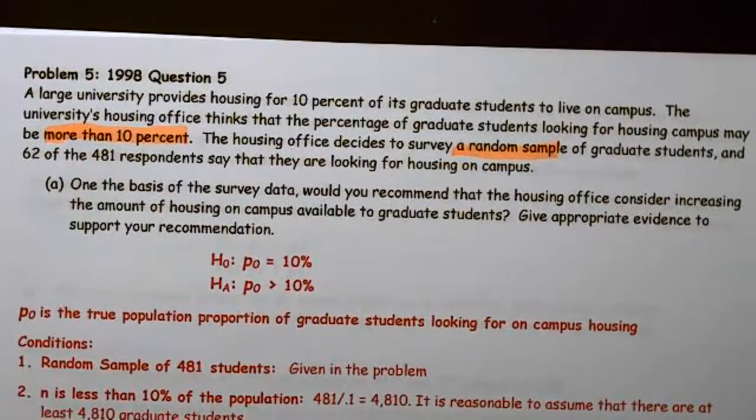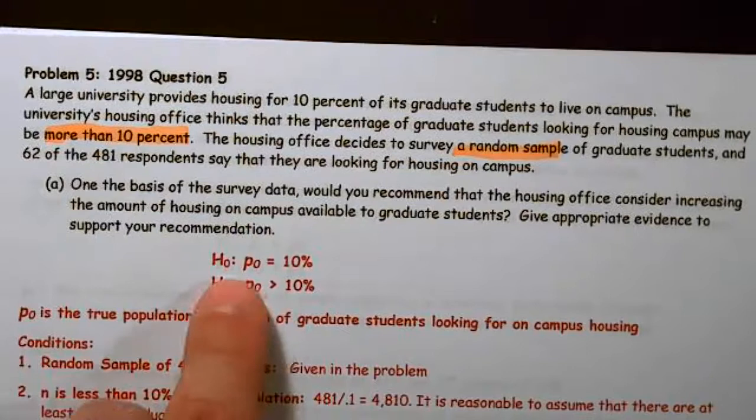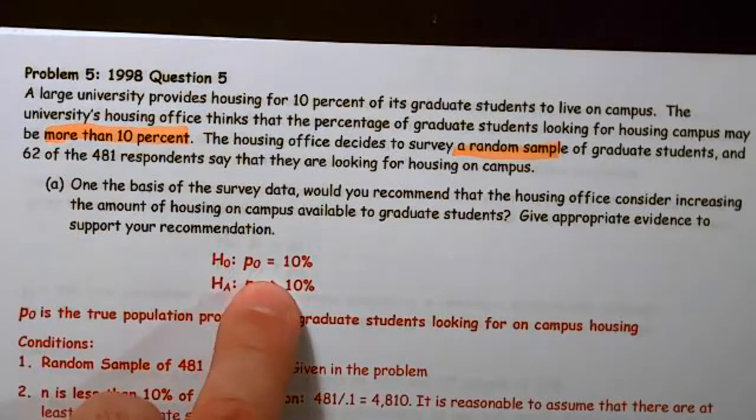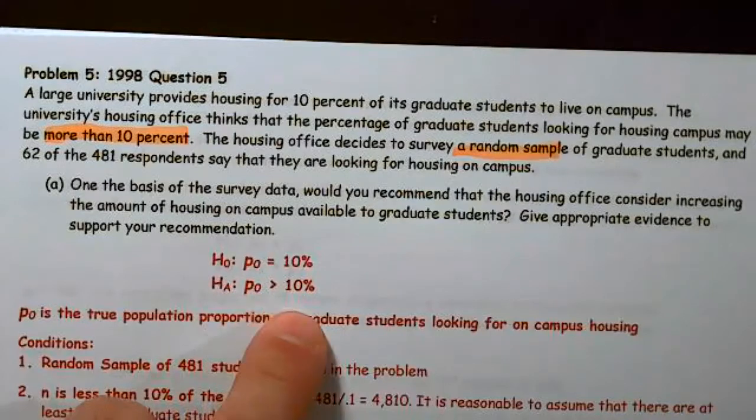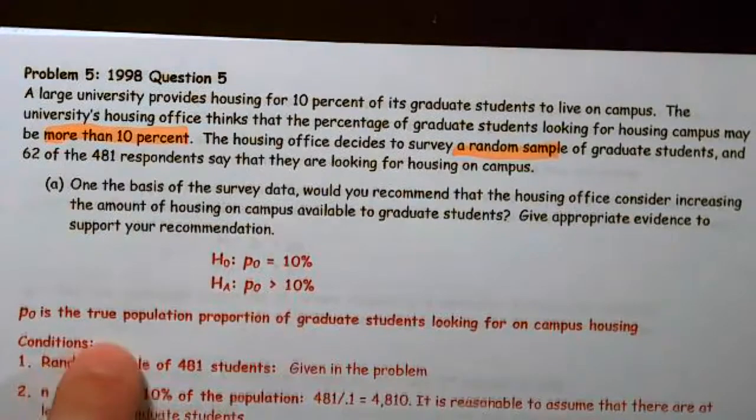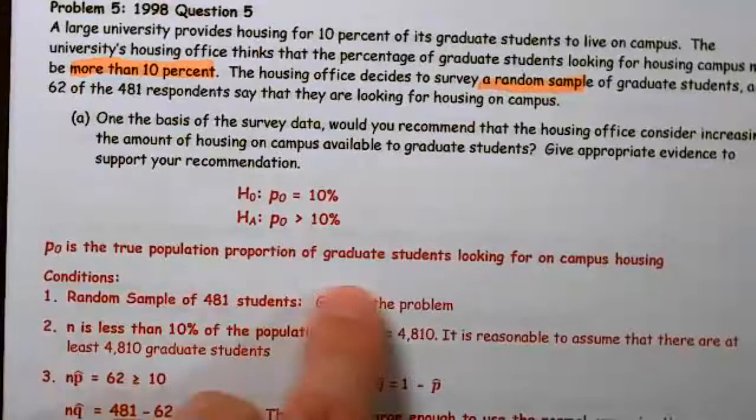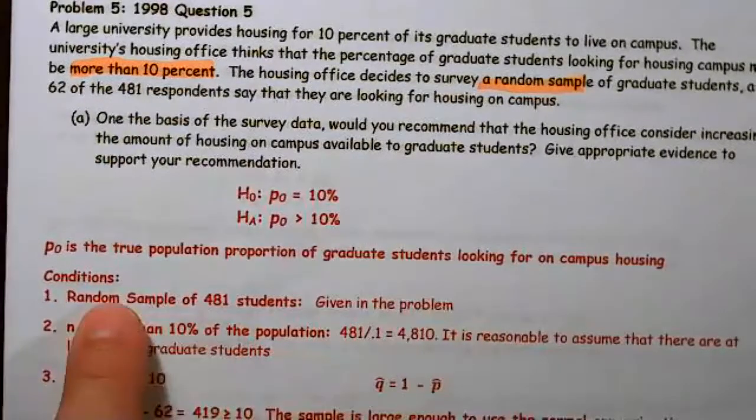So on the basis of the survey, they believe it's been 10%, and now they think it's greater. So that's going to be my null and alternative hypothesis. My null is it's 10%. My alternative is greater than 10%. P0 is the true population proportion of graduate students looking for campus housing.